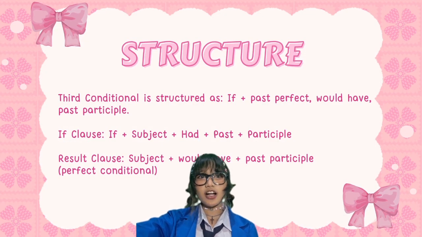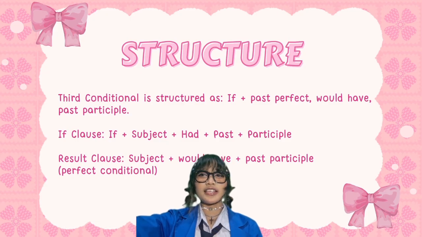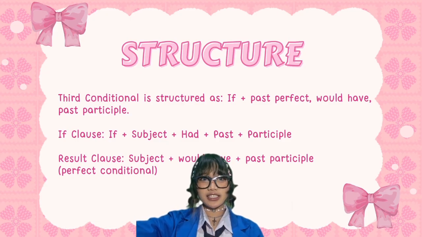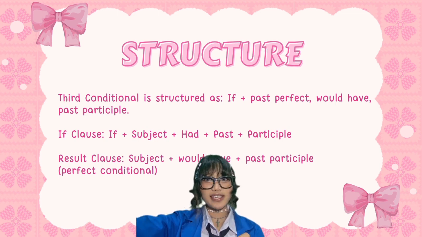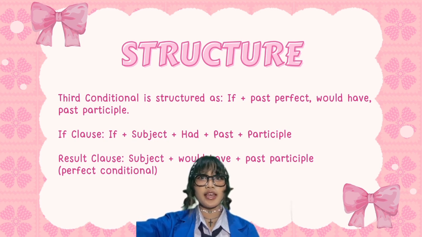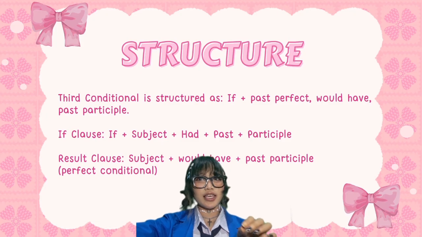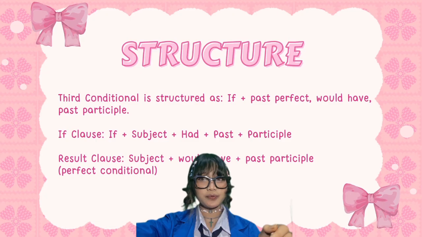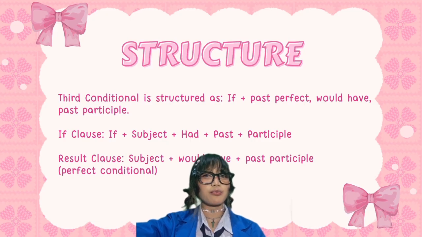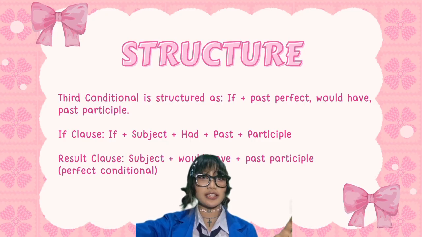Okay, let's talk about the structure, guys. The structure of third conditional is: if plus past perfect, would have plus past participle. We have the if clause, which is if plus subject plus had plus past participle. And then we have the result clause, which is subject plus would have plus past participle, or perfect conditional.